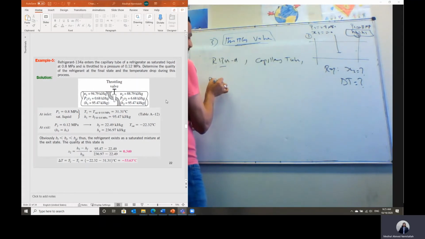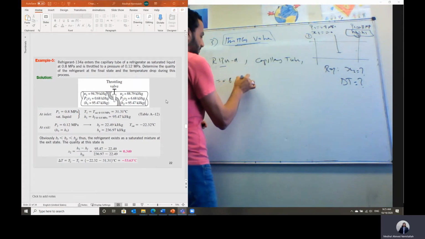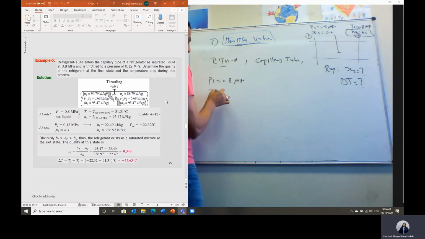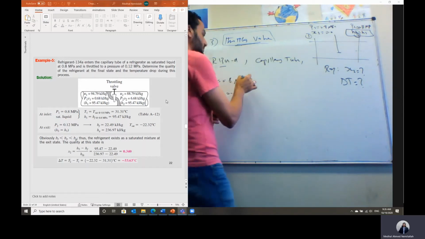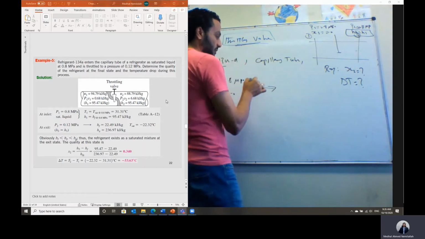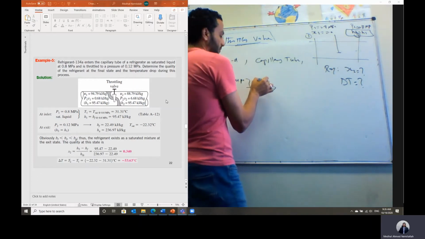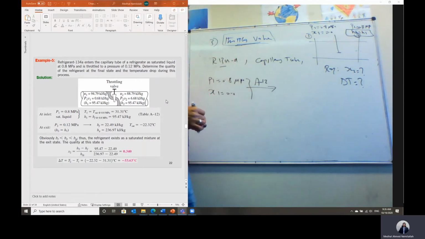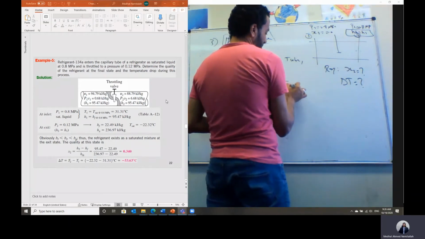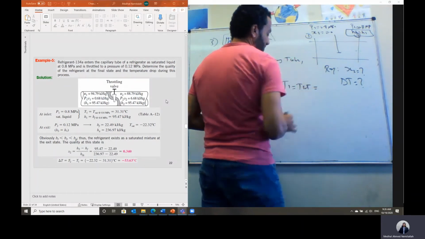We have first of all P1 equal to 0.8 megapascal, and we have X1 equal to 0, or saturated liquid. Saturated liquid means we can use the saturation table, but this is a refrigerant, so I will be using the tables from A11 to A13. Here the pressure is given and the state is saturated liquid, so I will go to table A12.